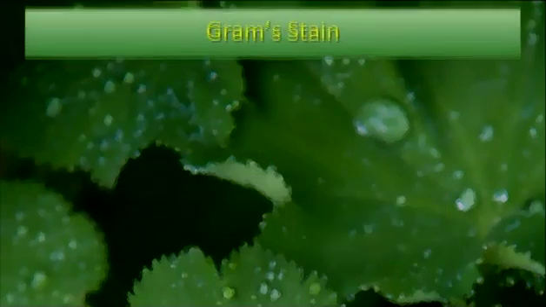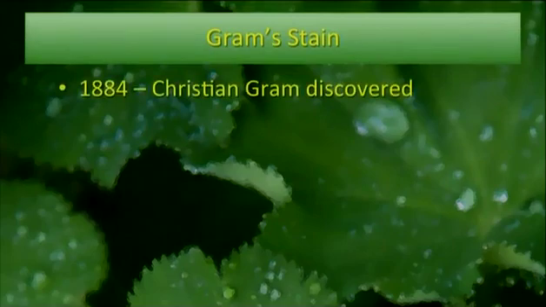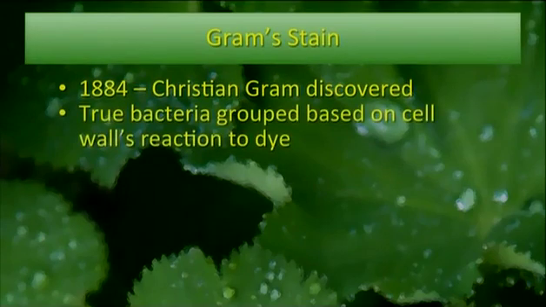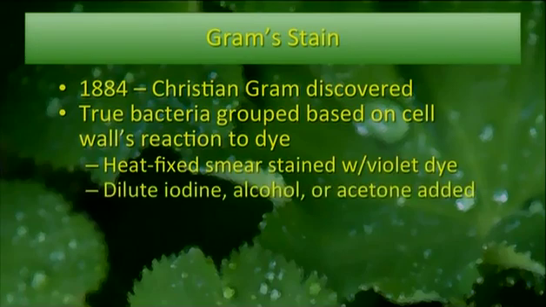Now, bacteria are also distinguished by Gram stain. In 1884, somebody named Christian Gram discovered that bacteria could be grouped based on their cell walls' reaction to dyes. So first of all, they would heat fix a smear stain with violet dye. Then they would add either dilute alcohol or iodine or acetone.